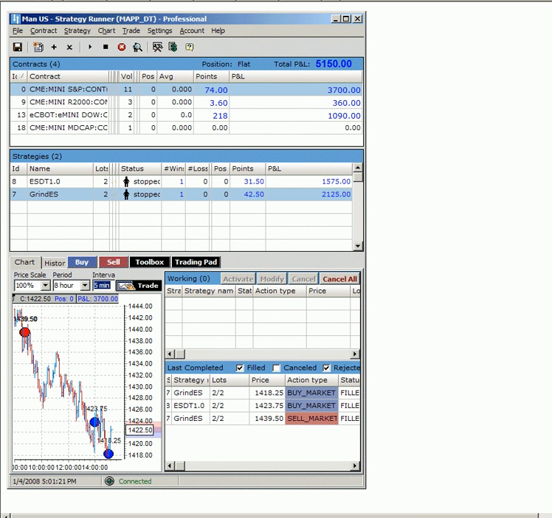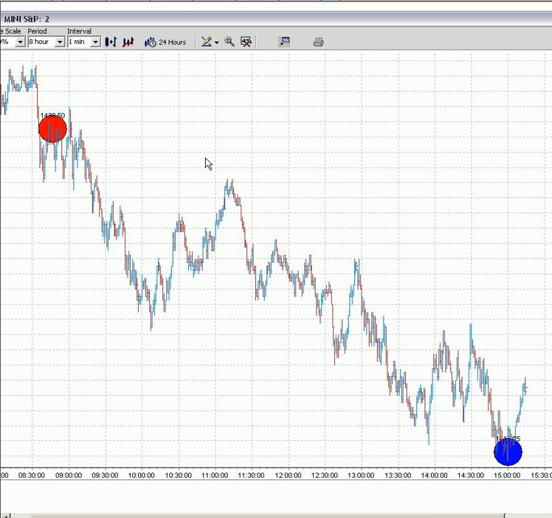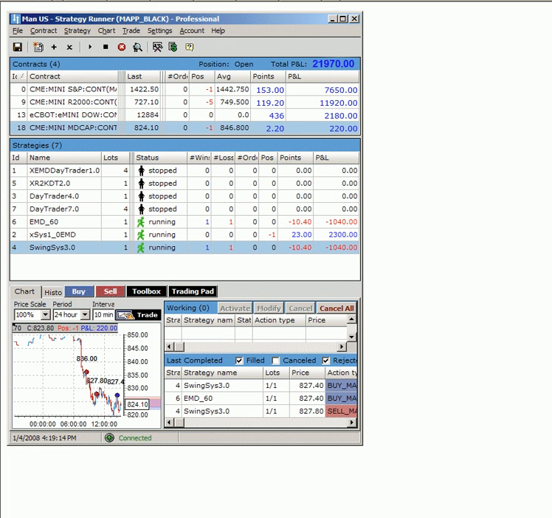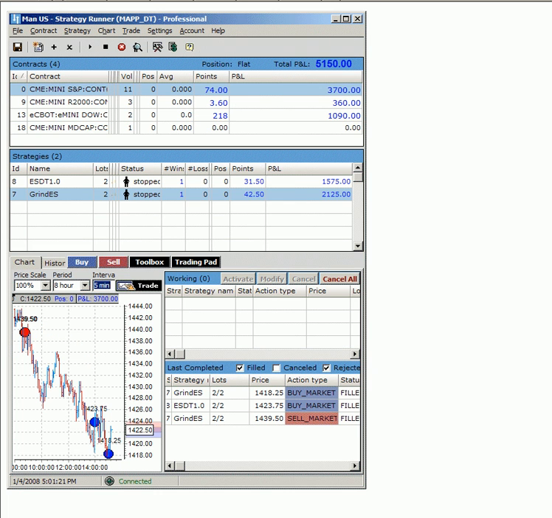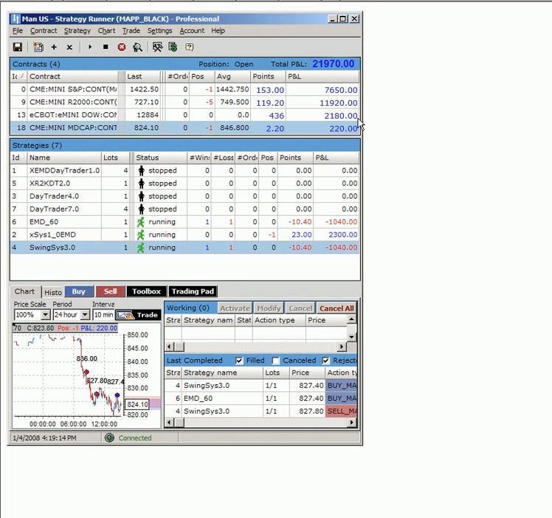Actually, we can go ahead and take a look at one of those right here. This was Friday. Just beautiful. Look at that cover. Look at that cover. And of course, that's not a profit target. We don't optimize our stuff. Let the market decide when and where to get out. 5150 and 21,970 for the black portfolio.